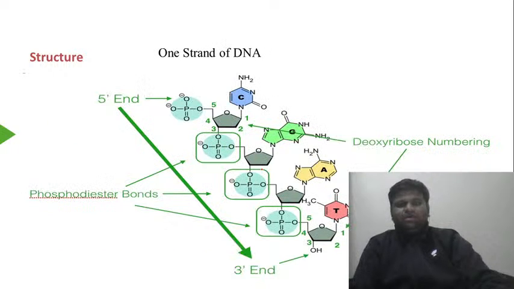So this is the 5 prime end, and this is one strand of DNA that is arranged in the 5 prime to 3 prime direction, and there are phosphodiester bonds present between the deoxyribose sugar molecules. So these are the phosphodiester bonds. And this is one strand of the DNA which is present in the 5 prime to 3 prime direction.